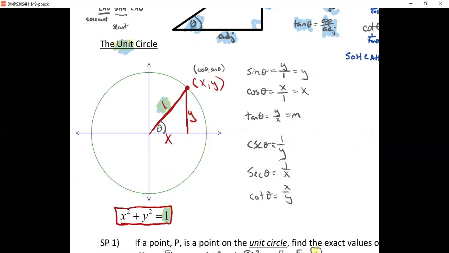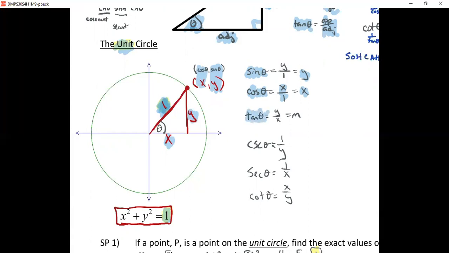From this theta, the sine of theta is opposite over hypotenuse. So y over 1 is just y. This is special because that means the y-coordinate on the unit circle is the sine of theta. Cosine of theta is adjacent over hypotenuse, so x over 1 means that the x-coordinate on the unit circle is the cosine of that theta. Very special relationship. We're going to delve into that.